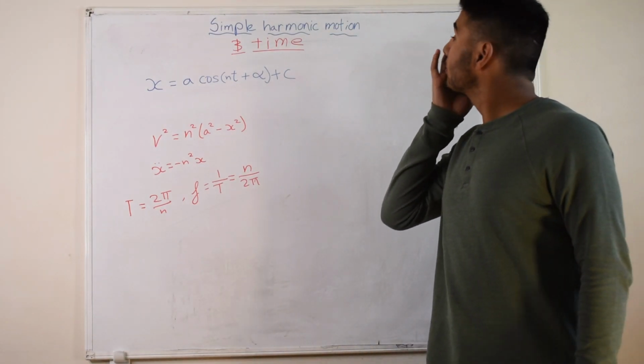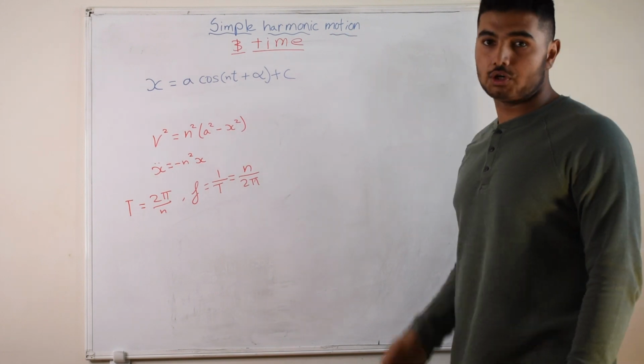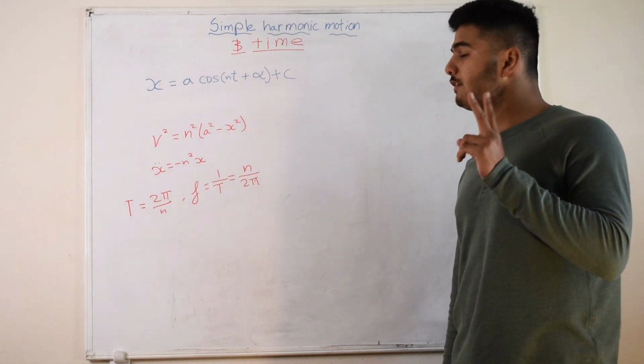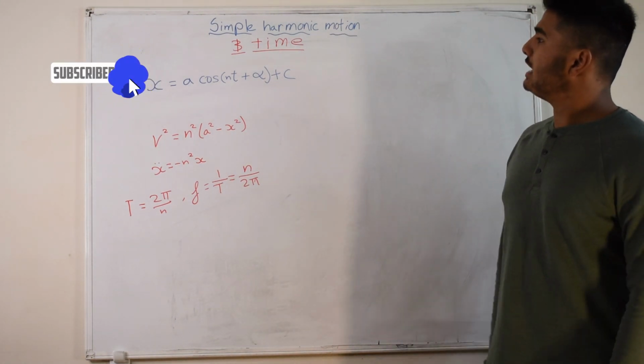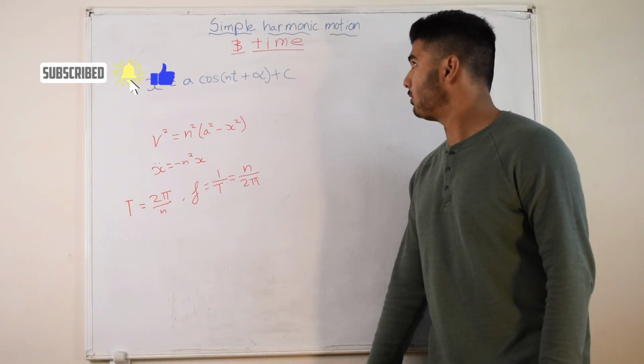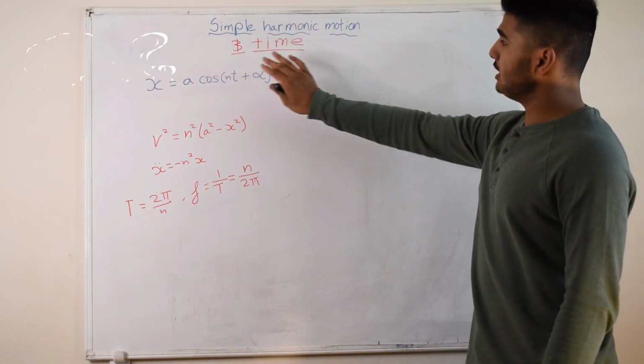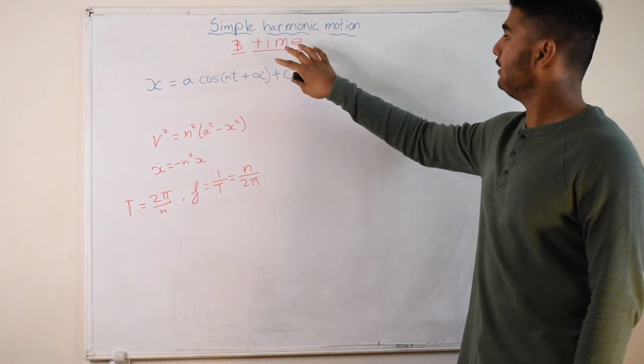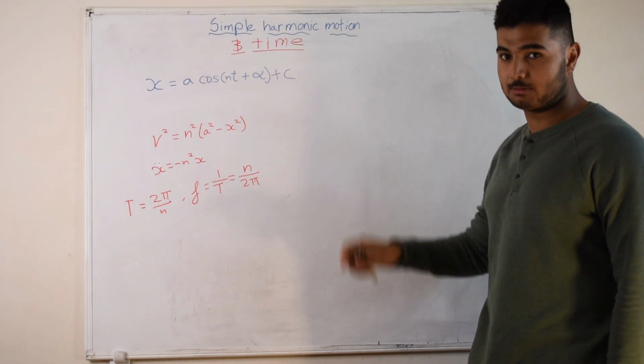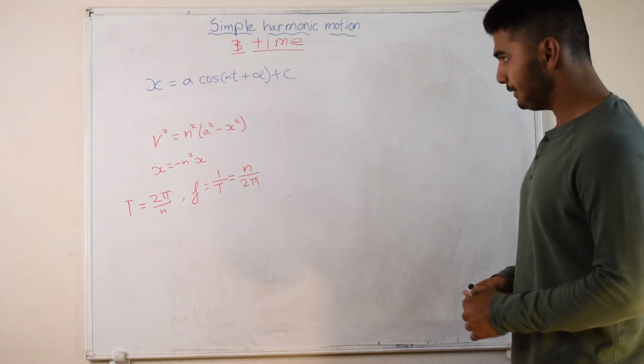In today's video we'll be talking about simple harmonic motion. There's two different variations for SHM, or simple harmonic motion. It's simple harmonic motion in time, and the other one is simple harmonic motion in displacement. So we'll start with the time one today.